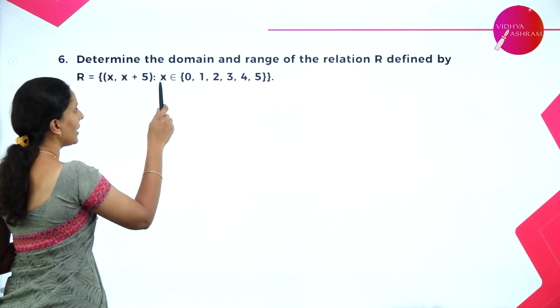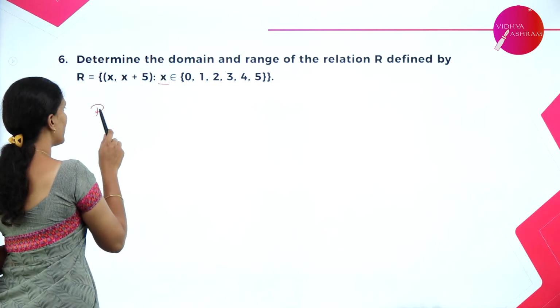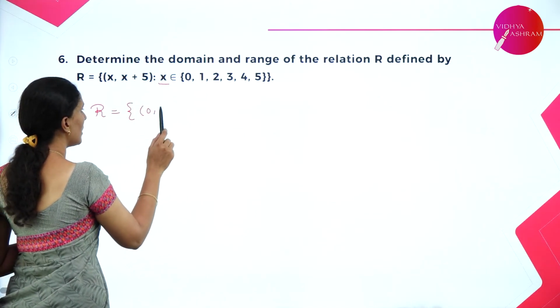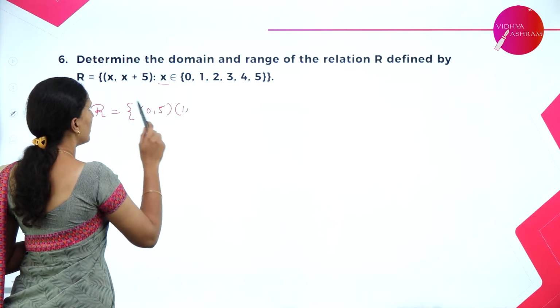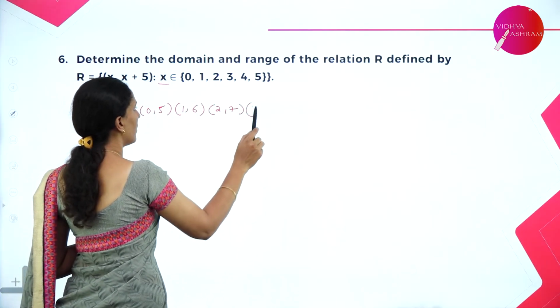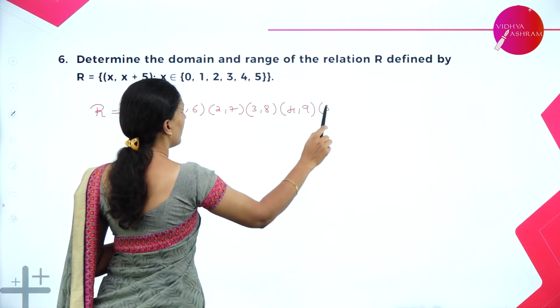That means I need to take the value of x from 0 to 5 and let us write the second element. So R is, first let me take 0, then it is (0, 5). Next we have (1, 6), (2, 7), (3, 8), (4, 9), (5, 10).